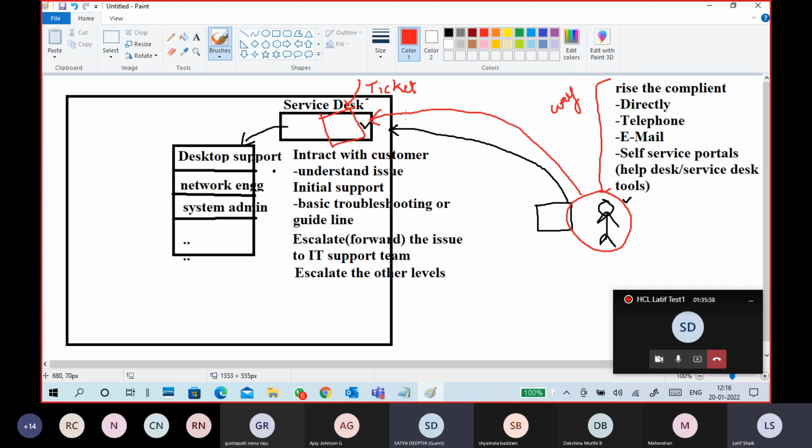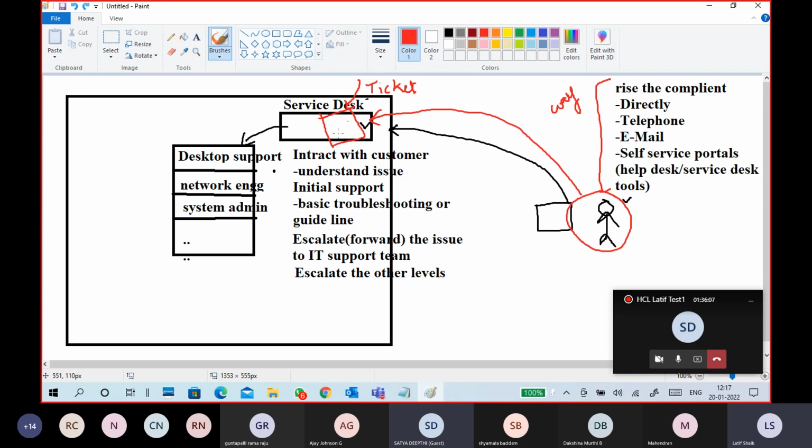Okay. What is the ticket? Ticket means it contains your issue. Your issue, when it came, where it came, what is the issue, when it is open, who is going to handle it, the entire information is filled in by the service desk only. Whenever you interact with the customer, you will fill in this entire information like this.